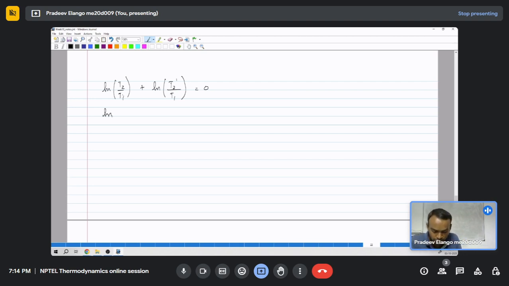Now this can be written as ln of T2 into T2 dash by Ti square is equal to 0. For ln x equal to 0, we know x should be 1, since only ln 1 is 0. Then that means T2 into T2 dash by Ti square is equal to 1. So we can find the value of T2 dash, that is Ti square by T2.